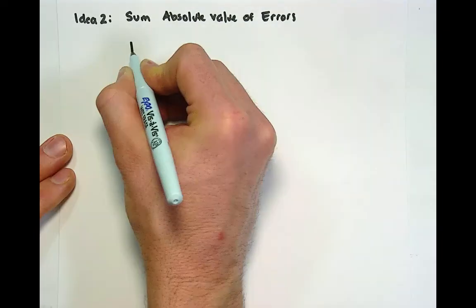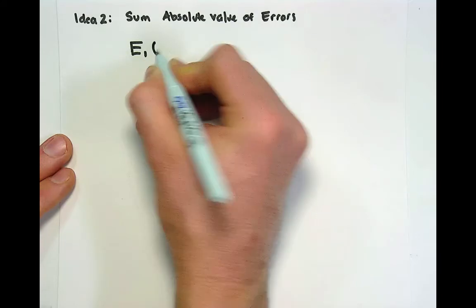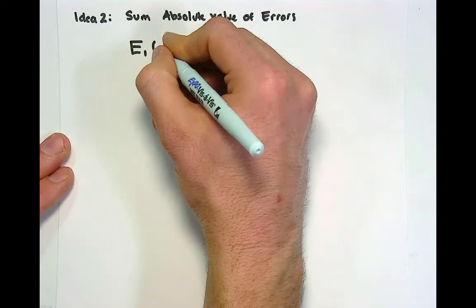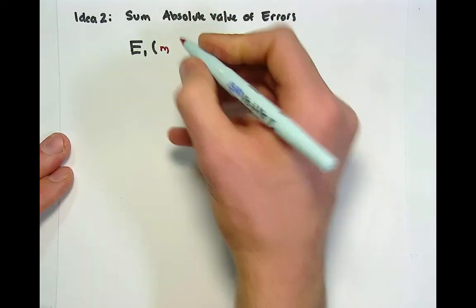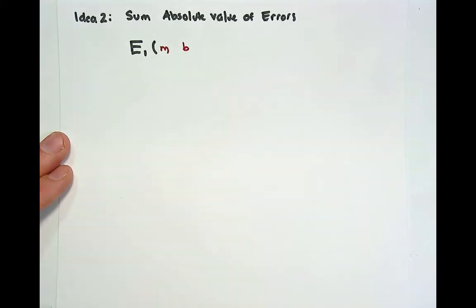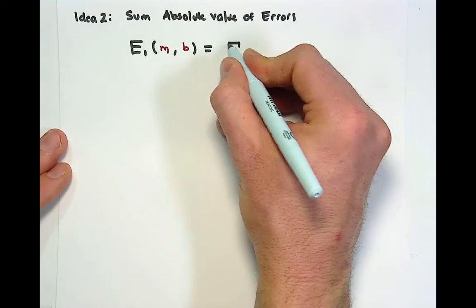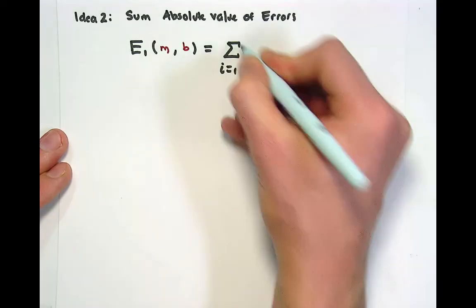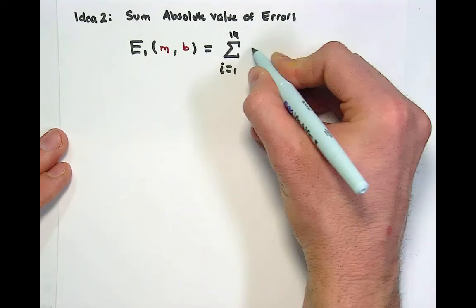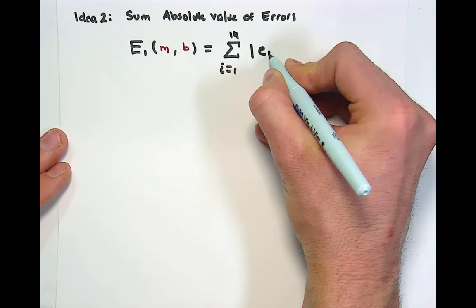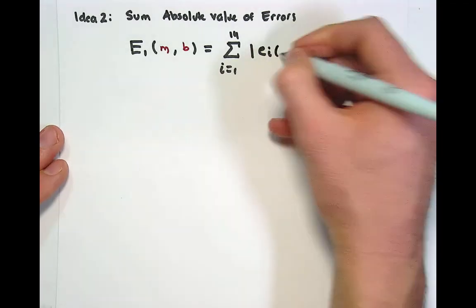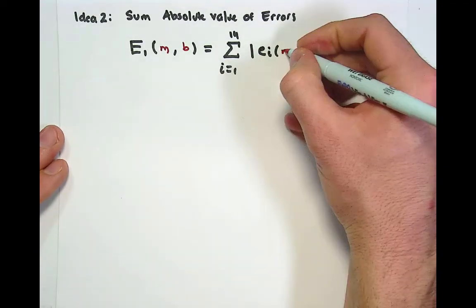Okay, so I'm going to call this the L1 function. And this is related to L1 norms, which are absolutely beautiful. You don't have to worry about anything I just said. So here there's 14 data points. And instead of taking the sum of the individual errors, we'll take the sum of the absolute value of those errors.